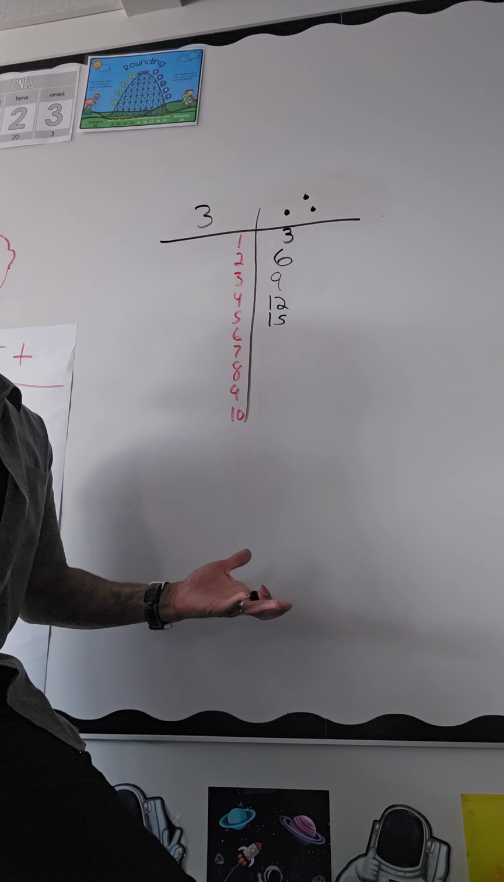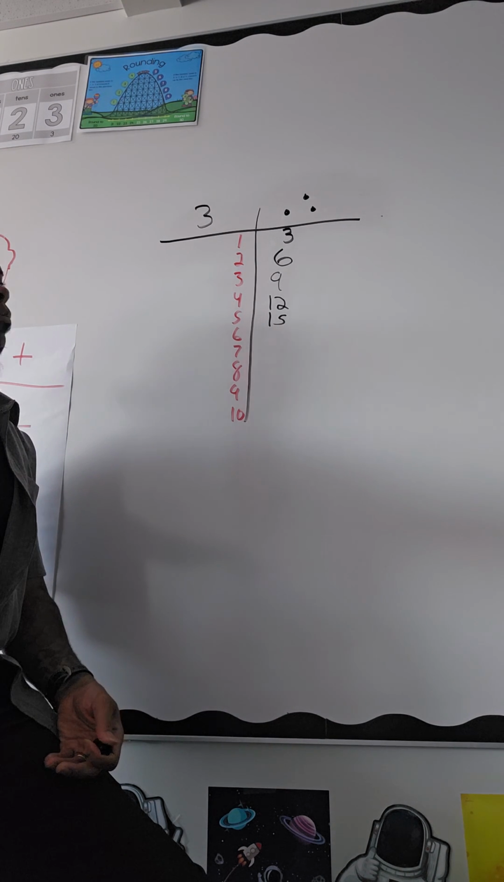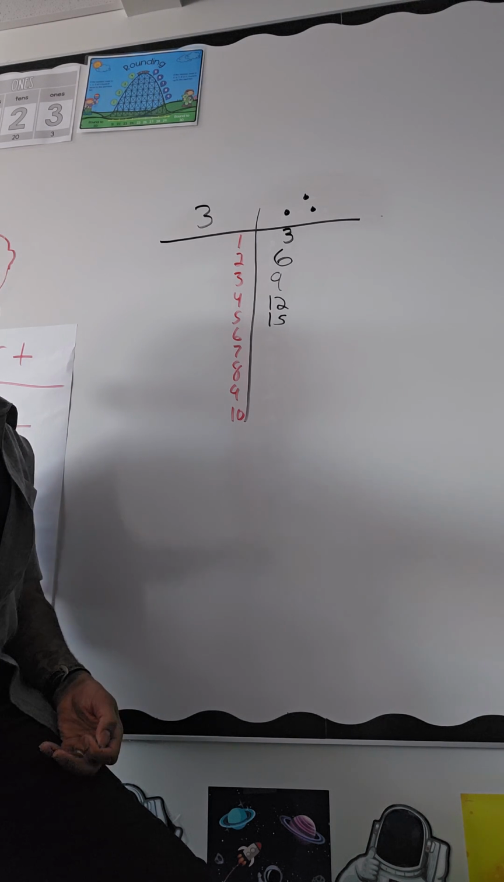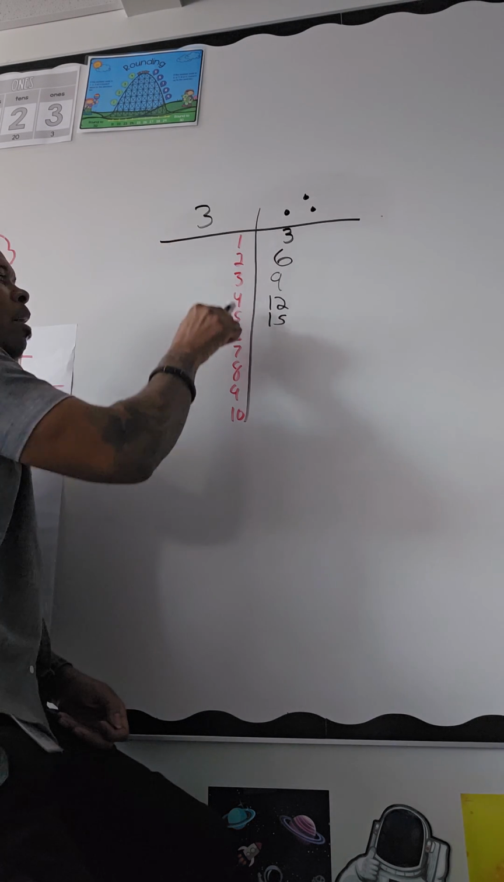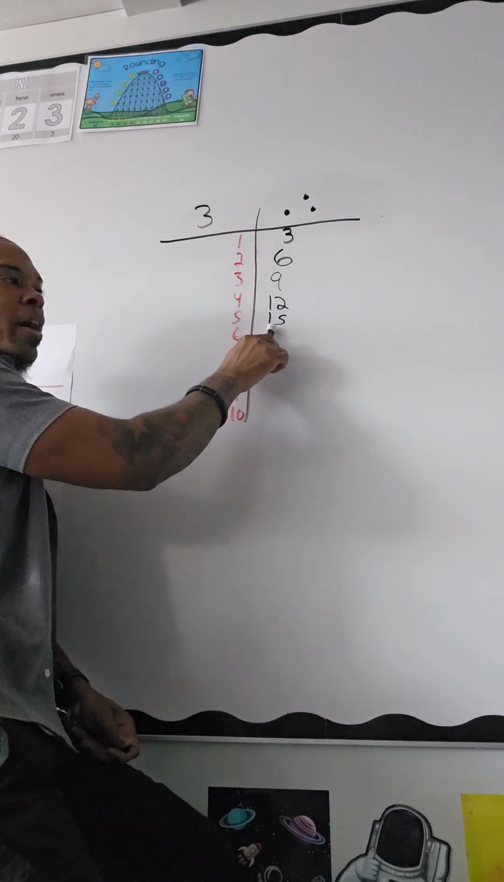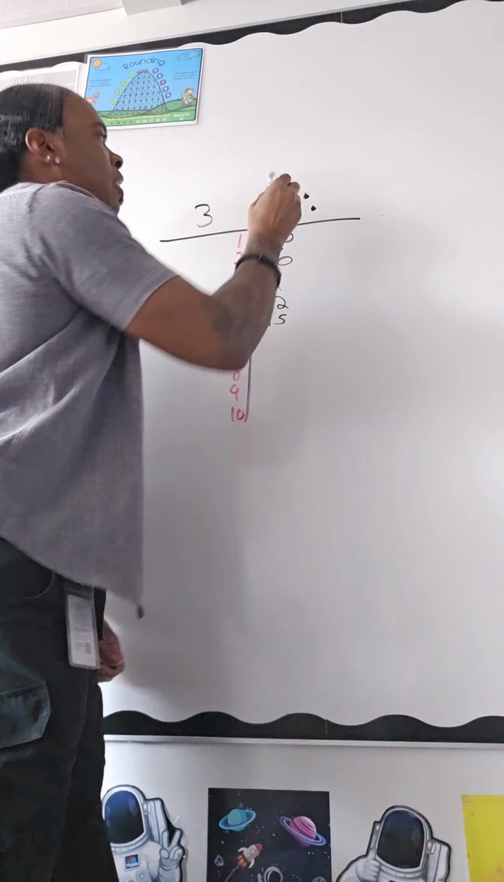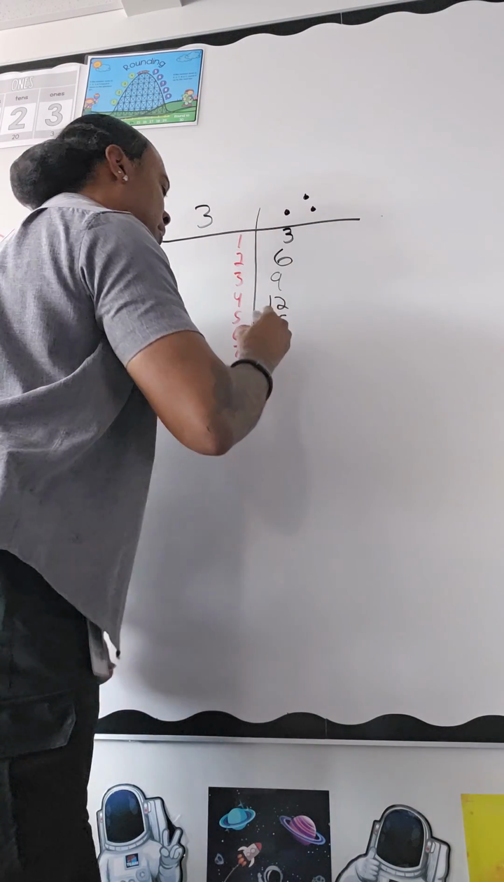What is 3 times 6? Can somebody raise their hand and tell me? 3 times 6 is 18. How do we know that 3 times 6 is 18? We count the dots. We count the dots from the number what? We count from 15. Okay, so 15, 16, 17, 18.